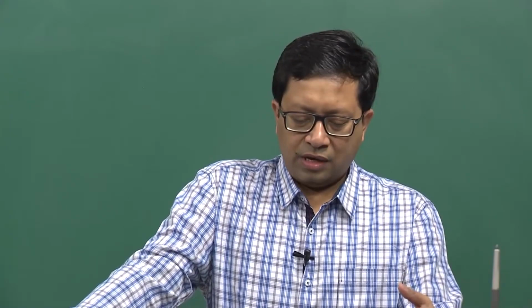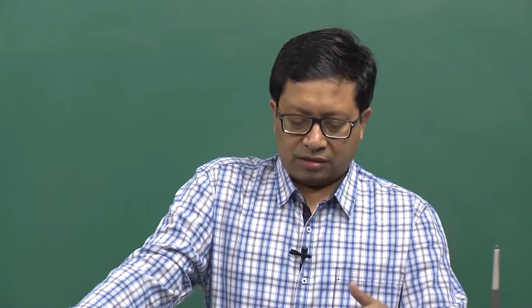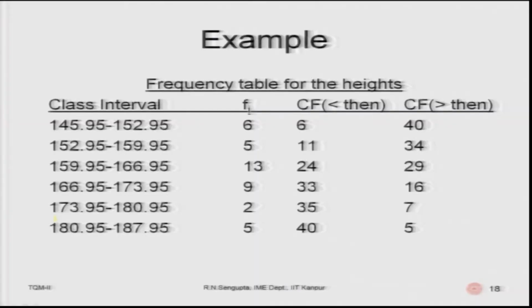Based on that, we have made these 6 intervals starting from 145.95, I am again repeating, till 152.95, and the last being 180.95 to 187.95. The frequencies are given from 6 to 5, which is the count of numbers in that class. Then the cumulative frequency of the less than type starts from 6 to 40, and the cumulative frequency of the greater than type starts from the top, 40, down to 5.